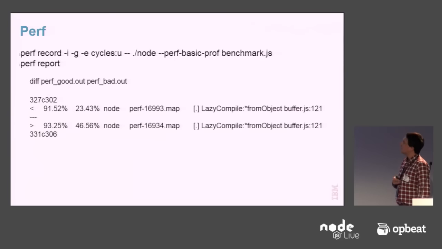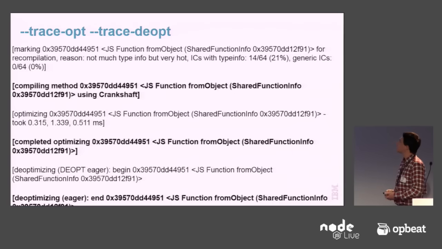You can go and get similar data out of Perf, which is our whole system profiler. The output of this would also show you time spent in native system modules and things like that. But again, the big difference between the good and the bad profile was the time spent in this lazy compile. So that's suggesting that it could be something that V8 is doing differently.